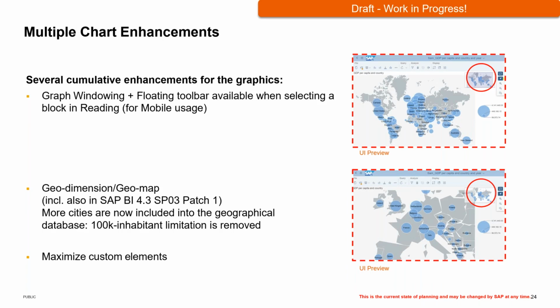Multiple chart enhancements, so we're always trying to improve our graphics. The graphic windowing and floating toolbars are now available. The ability to pop out your graph into full screen mode is there as well for more of our chart types. Another shortcoming of the geo mapping that we used to have was that the database that ships with the tool set only included those cities that had 100,000 or more inhabitants. That limitation's been removed in Service Pack 4. So we have a much more robust underlying database for mapping that makes it much easier to use as you're trying to use geospatial.